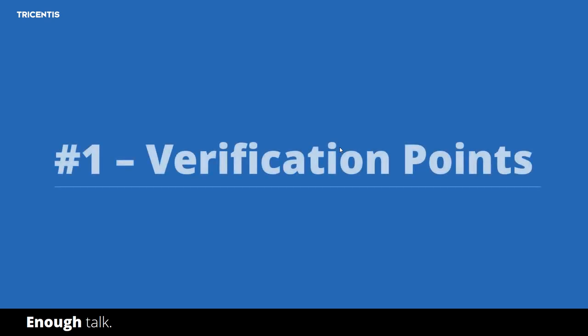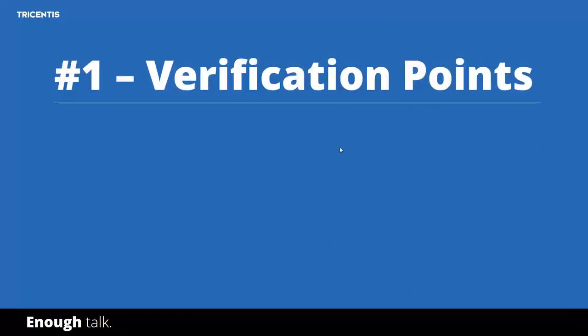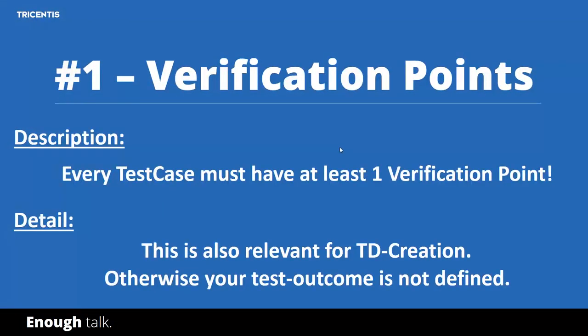Let's dive into the first best practice that is, in my opinion, one of the most important ones in Tosca: verification points. It is very important that you have at least one verification point for each and every test case that you create. Without a verification, you don't know if the system behaved the way you want it to behave. Of course, finding a control is a test in itself, but you always need to make sure that the test outcome that you expected from a certain scenario is verified, so you can make sure at this point where you have the verification that if it fails, you know why.